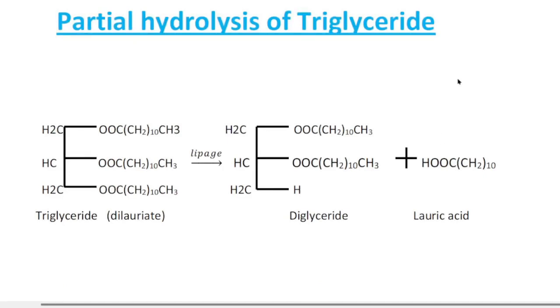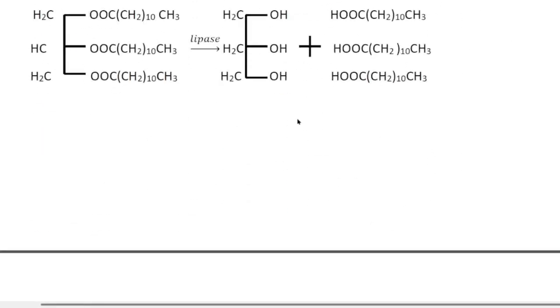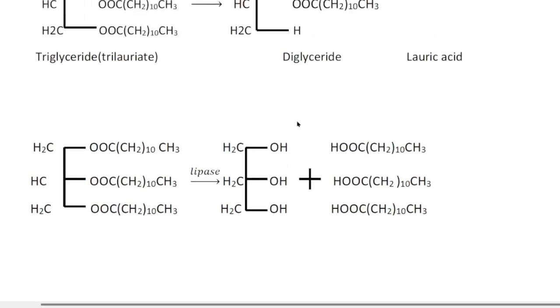Members, now we are going to know about the partial hydrolysis of triglyceride. What happens in hydrolysis, total hydrolysis? This is the triglyceride. Due to the lipase reaction, the oil is split into one molecule of glycerol and three molecules of fatty acid. This is known as the total hydrolysis. So the three fatty acids are separated from the glycerol.